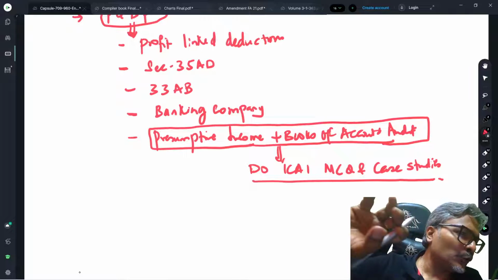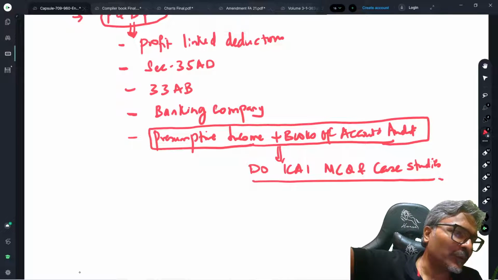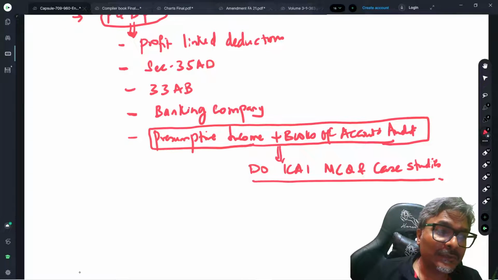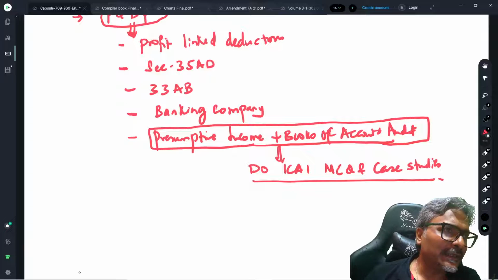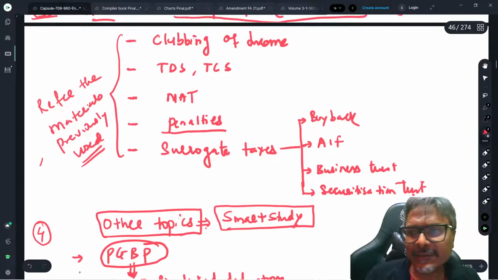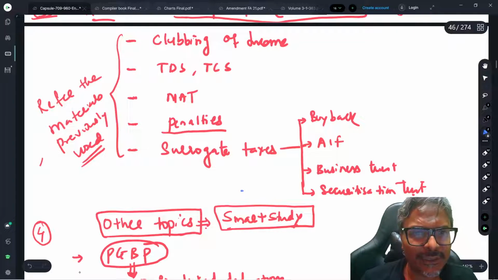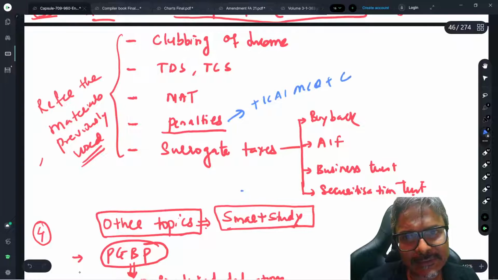If you allow me on the MCQ and the case study part, can I put across some more items on the ICI MCQ and case study for your benefit? On this side, you have to do presumptive income plus books of accounts. This particular side, you need to put across the ICI MCQ and case study. So if you are allowing me, students, I will also say these areas also. Which area, students? ICI MCQ plus case study.